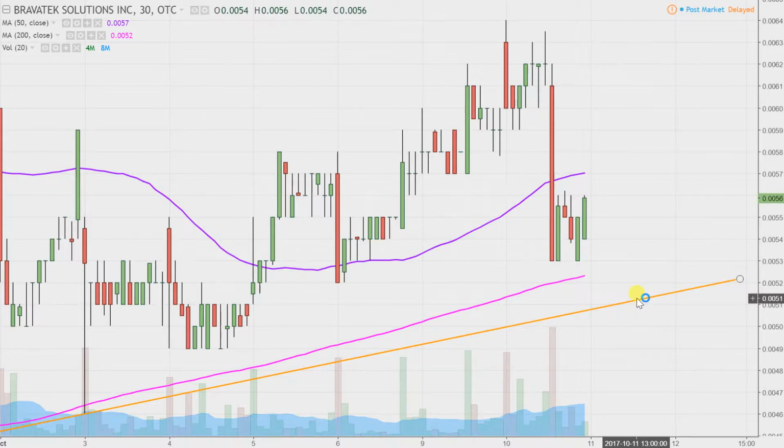And as long as they're healthy pullbacks, that's what you want. And again, in this situation, I am defining a healthy pullback as staying up above that orange line. So still 3 days left this week. Let's see what happens.